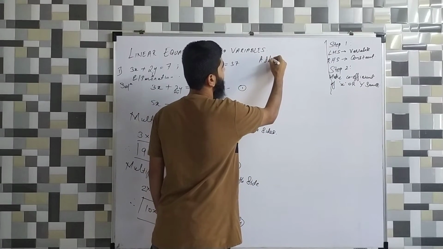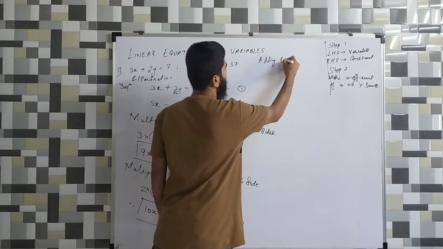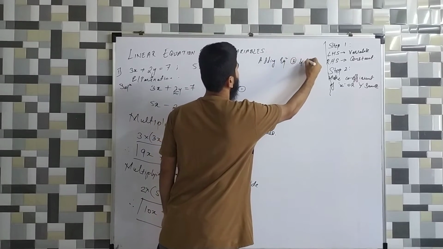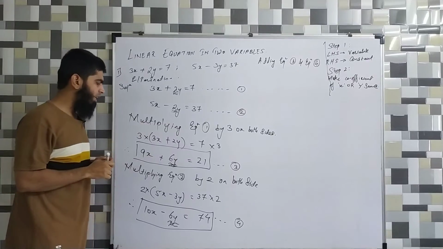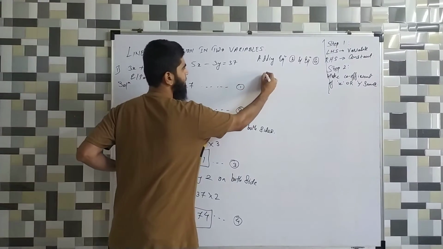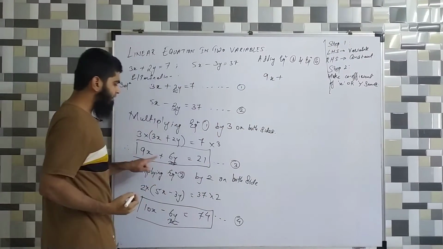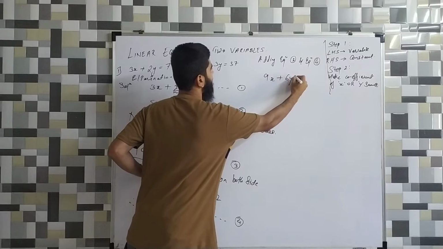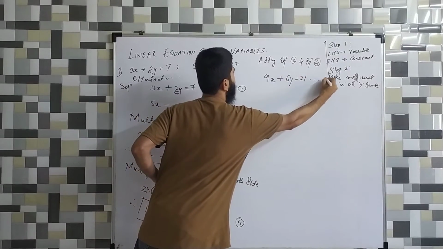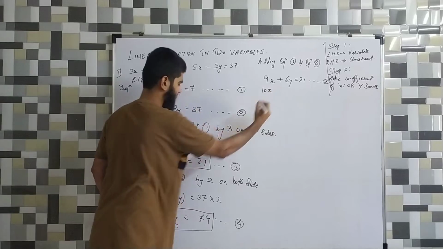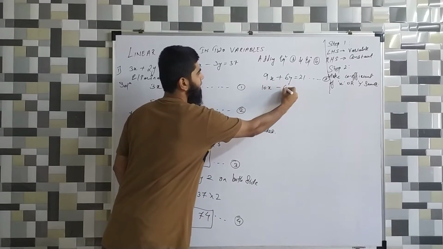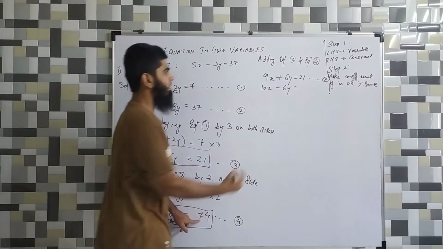adding equation 3 and equation 4. Is this clear? Adding equation 3 and equation 4. So I will be writing equation 3 once again over here. 9x plus 6y is equal to 21. This was my third equation. And what is my fourth equation? 10x minus 6y is equal to 74.